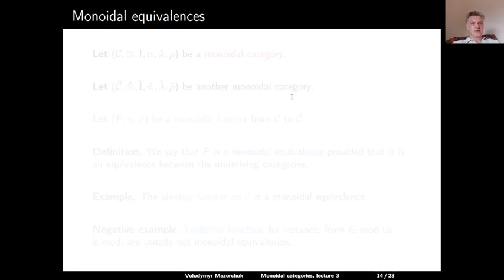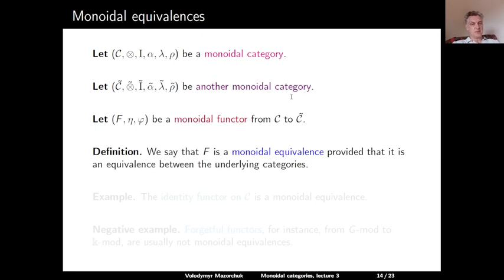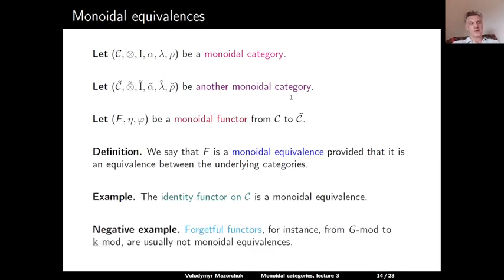Let us now briefly discuss monoidal equivalences. Let C be a monoidal category and C tilde another monoidal category. Let F be a monoidal functor from C to C tilde. We say that F is a monoidal equivalence provided that it is an equivalence between the underlying categories. One good example is, of course, that the identity functor is a monoidal equivalence. And a negative example is that forgetful functors, for example, from G mod to vector spaces where G is a non-trivial group, are usually not monoidal equivalences, simply because they're not equivalences of categories.